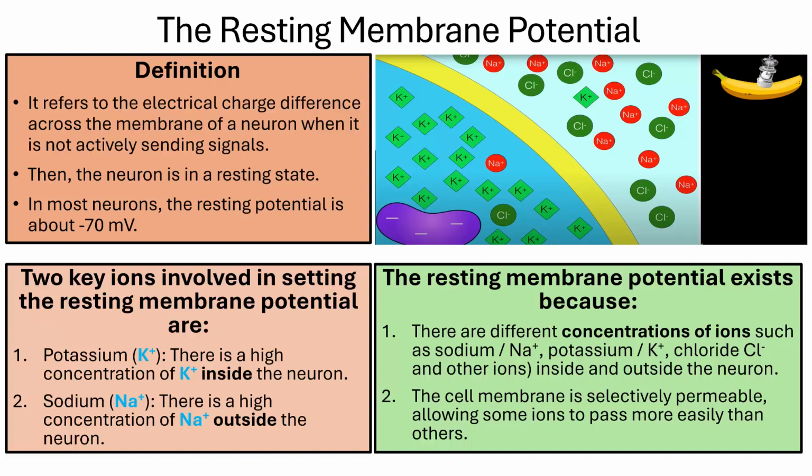Two key ions involved in setting the resting membrane potential are potassium and sodium. We have a higher concentration of potassium inside the neurons, the green ones. And we have a higher concentration of sodium outside the neurons, the red ones. This does not mean that there are no sodium ions inside the cell or potassium outside.